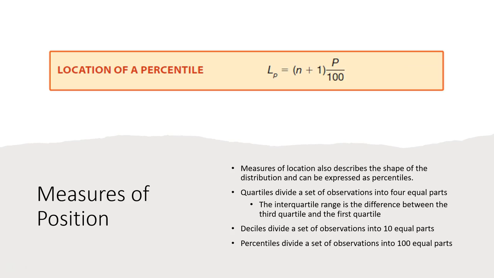25% of the data is going to be less than the first quartile. 50% of the data is going to be less than the second quartile. 75% of the data will be less than the third quartile. If we're looking at the interquartile range, that's the difference between the third quartile and the first quartile. So that's going to cover the middle 50% of the data.